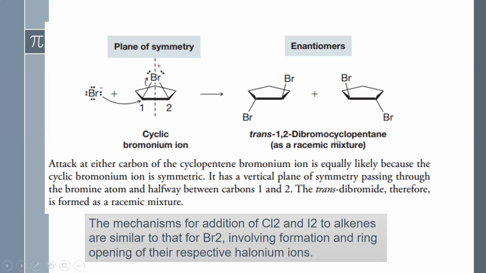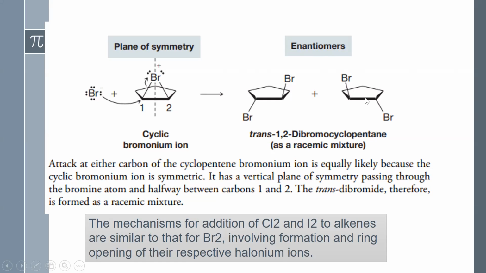You have your trans-1,2-dibromocyclopentane. So if you attack here, the bromine will be here, and you get your product. If you attack here, the bromine will get to this carbon, so you have your bromine here. Okay, so these two, if you look at them, you have your plane here. You can't just flip it and get the same one. When you flip it, the bromine that was on top is now at the bottom, so it is not the same.